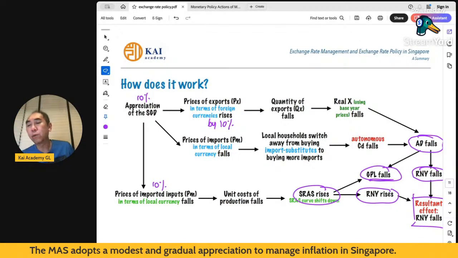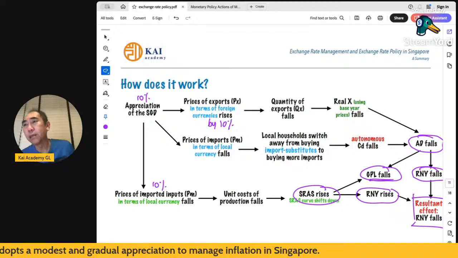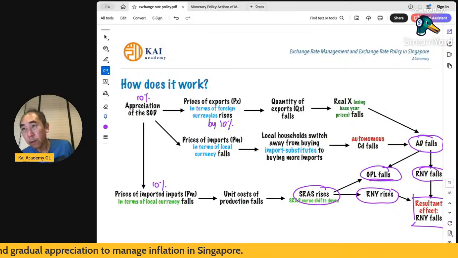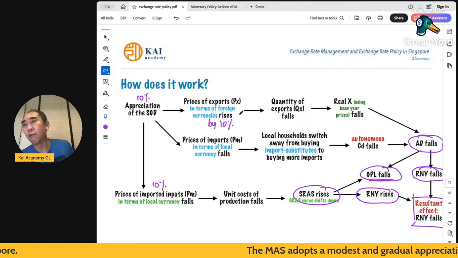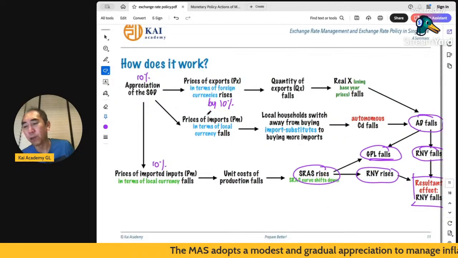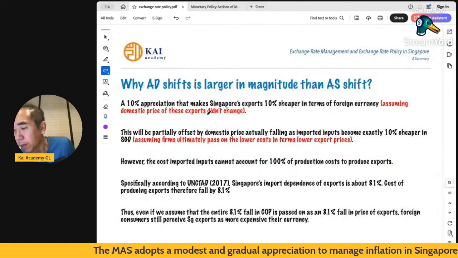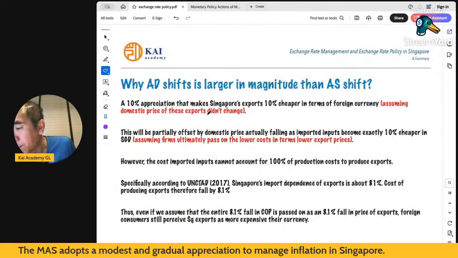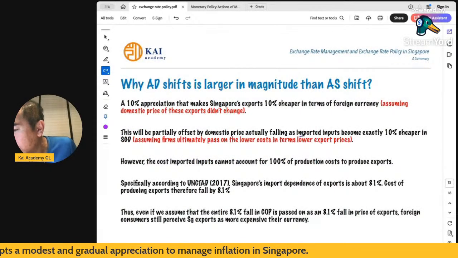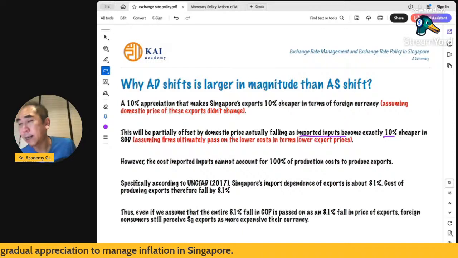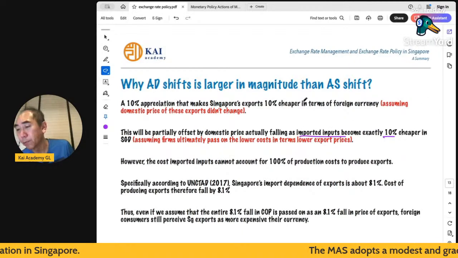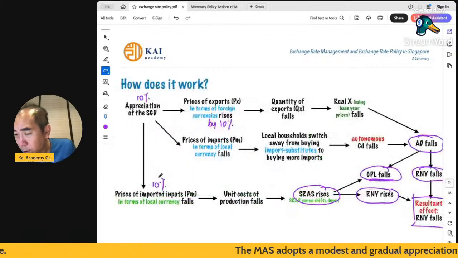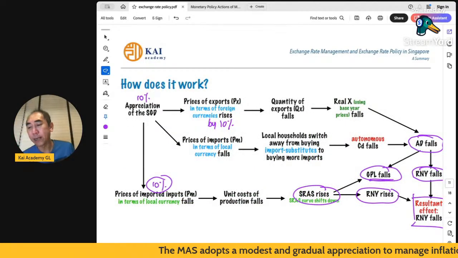That means foreigners will think that our goods are 10% more expensive than before. So because of this, they will buy fewer units of our goods, based on a certain level of elasticity of demand for exports. Now, however, this 10% appreciation will also make imported inputs cheaper by exactly 10% as well, as I showed earlier in the previous slide, that this will cause imported inputs to fall by 10%.